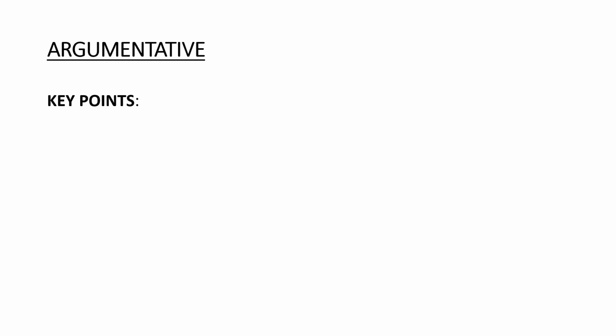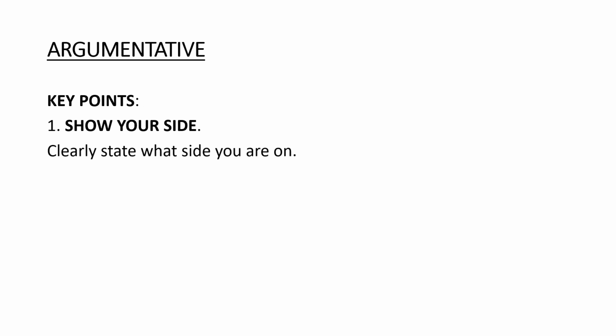Here are some key points to consider when writing an argumentative composition. First, in the introduction, show your side. I'll repeat this point: show your side. Are you supporting or are you against? Which side are you on? Are you on the side that is supporting the idea or the side that is against the idea? You have to show your side. So clearly state what side you are on.